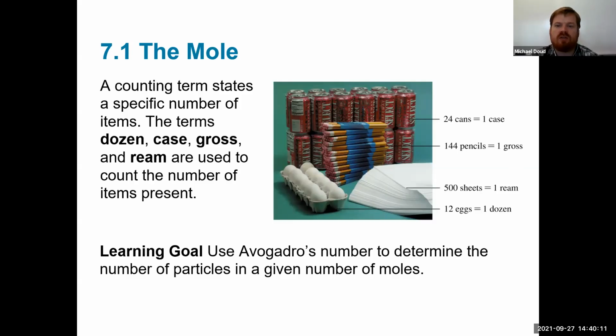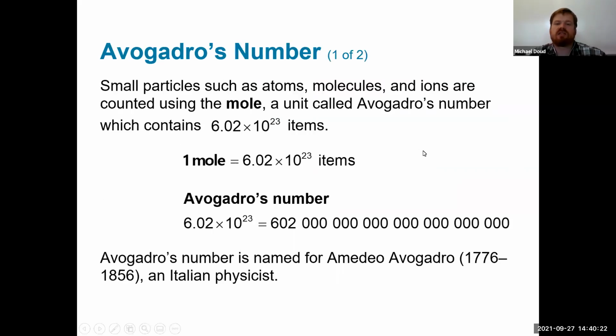There's also cases, you have cases of cans, there's reams of paper, for example. And Avogadro's number describes the mole, which we'll take a look at here on the next slide. This number is a huge number, of course, because we're talking about atoms, which are very small. It is 6.02 times 10 to the 23. That is Avogadro's number. So 1 mole of anything would contain 6.02 times 10 to the 23rd items.